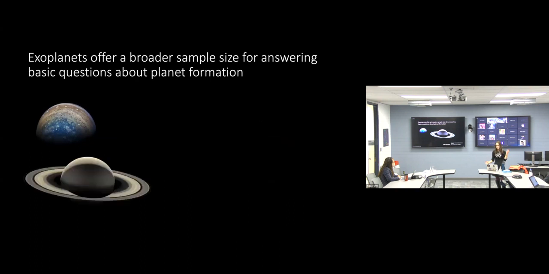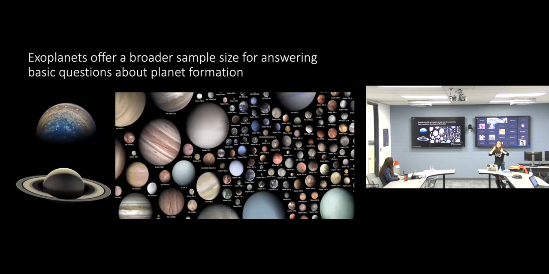But if we broaden our horizons and consider the whole population of exoplanets, we know of thousands of exoplanets now orbiting thousands of different stars. So we can really use this broader sample of exoplanets to understand a little more, on a larger Milky Way scale, how planet formation happens.